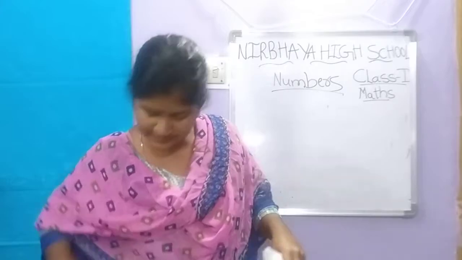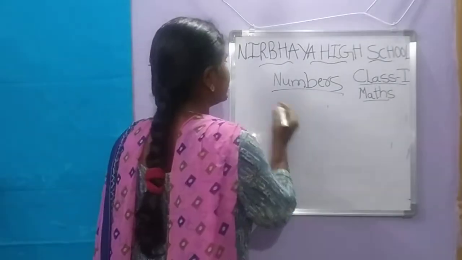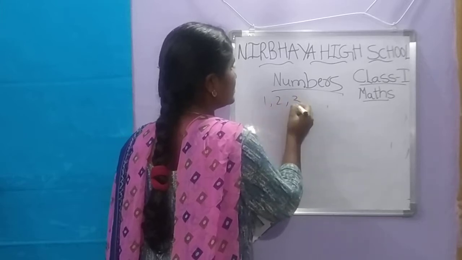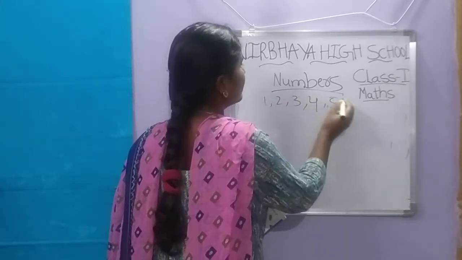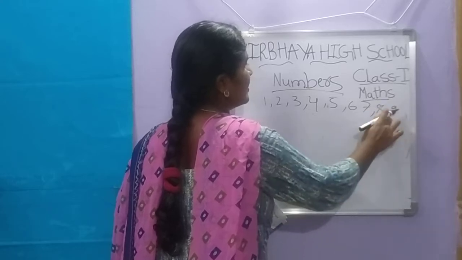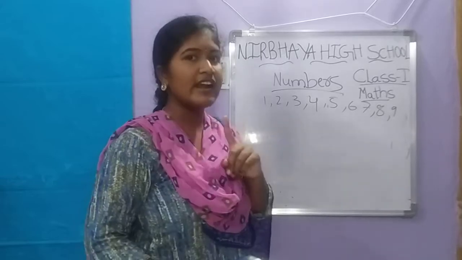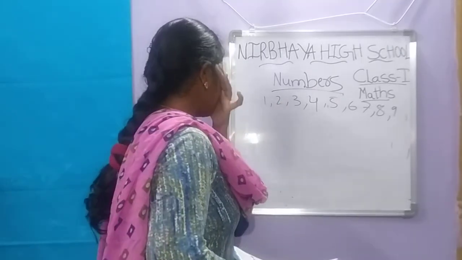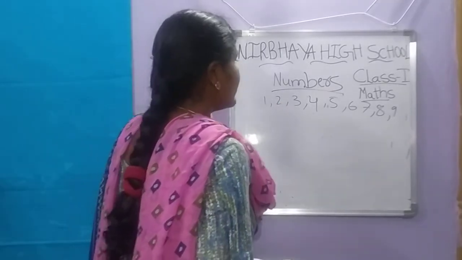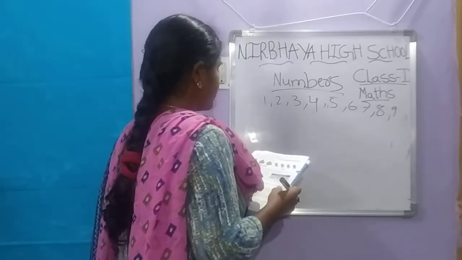We already discussed single digit numbers. Now what are single digit numbers? Tell me. 1, 2, 3, 4, 5, 6, 7, 8 and 9. These are the single digit numbers. It has only one digit. So these are called one digit numbers or single digit numbers.